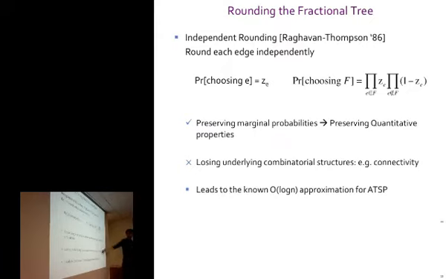But a bad thing is that we lose the underlying combinatorial structure. We can show that with high probability the rounded integer solution is not connected. We lose connectivity, and it might also have cycles. It's not necessarily a tree. And we can show this leads to no better than order of log approximation for ATSP.